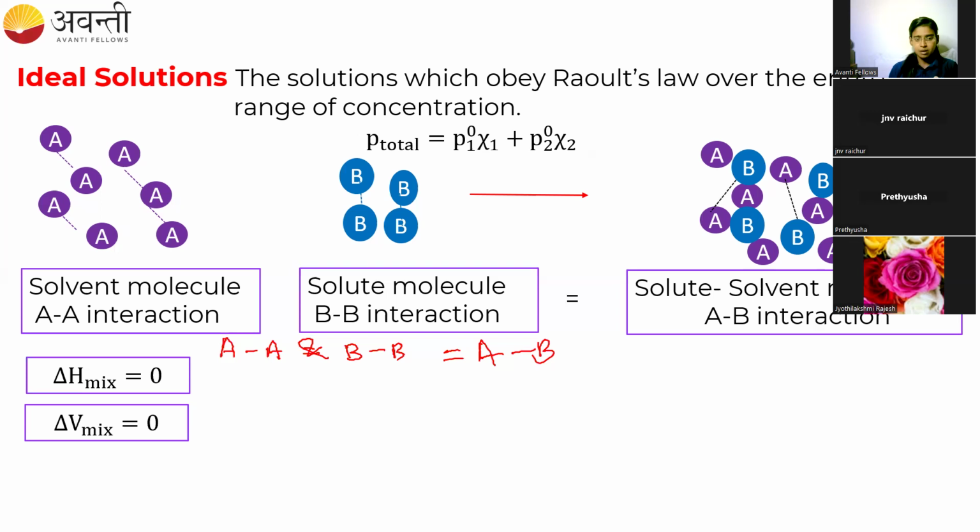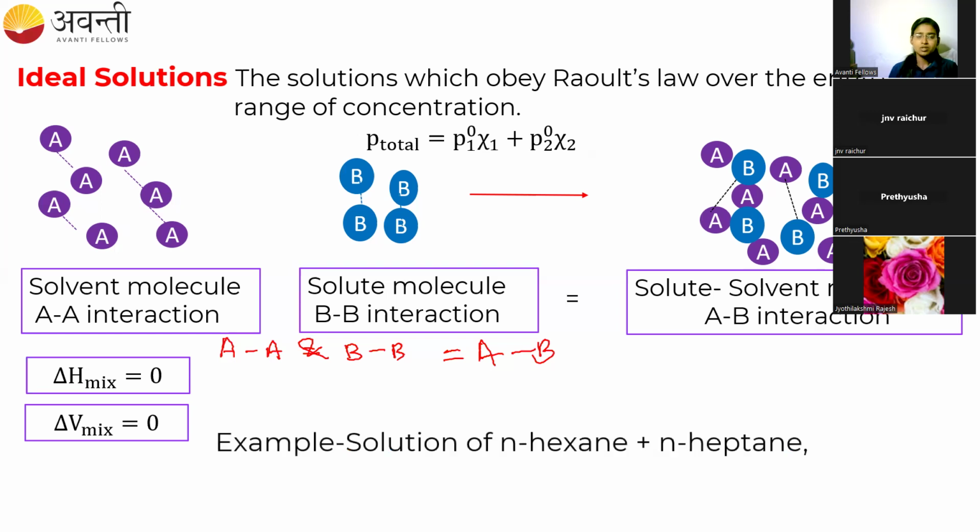Now let's see some examples. Examples are very important for ideal and non-ideal solutions. The examples are solutions of n-hexane and n-heptane. In n-hexane, can anyone give me the formula for hexane?